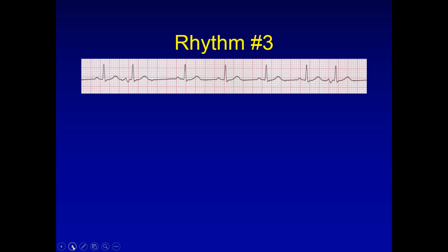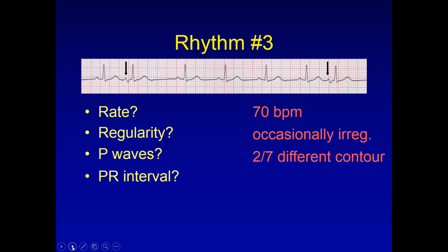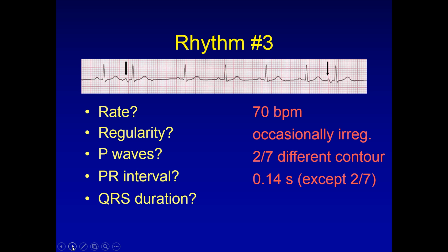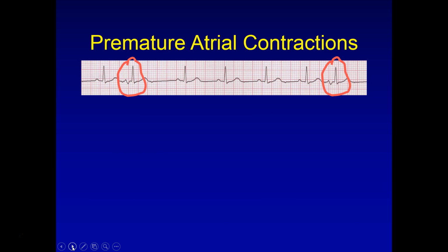All right, take a look at this and look at your rate. 70 beats per minute. Is it regular? No, not regular. All right, my P waves. Well, 2 of them are different than the others. There they are. So my PR interval is off on a couple of them. My QRS duration stayed the same. It was normal. So interpretation is normal sinus rhythm with premature atrial contractions. And there they are.